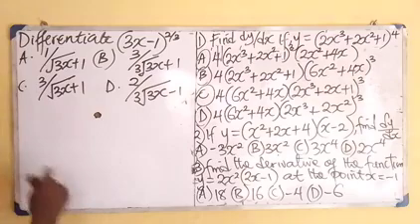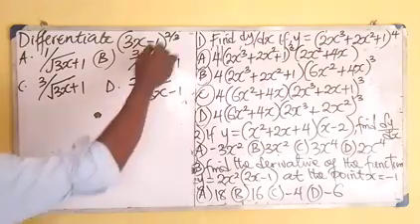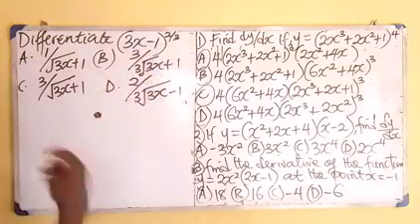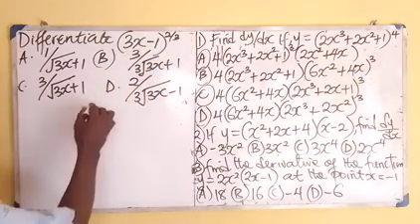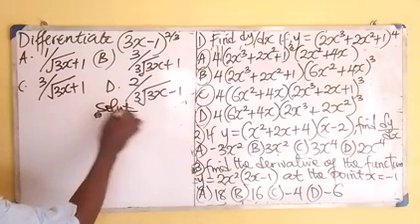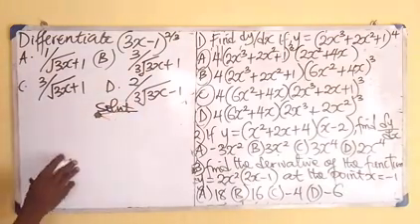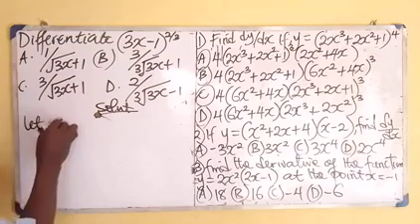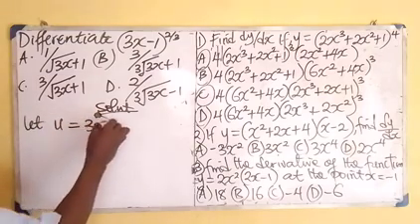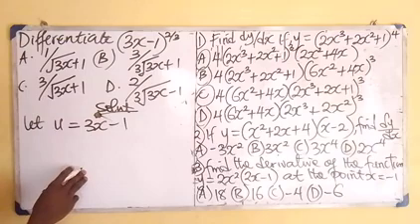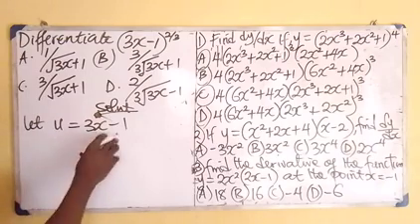Let's get started. Don't get confused. I know because you're having fraction here now, your brain is shaking already. But don't allow it to shake. Alright, so this is how you go about it. The same step is to be taken. We say let u be 3x minus 1. Do you understand? Let u be 3x minus 1.